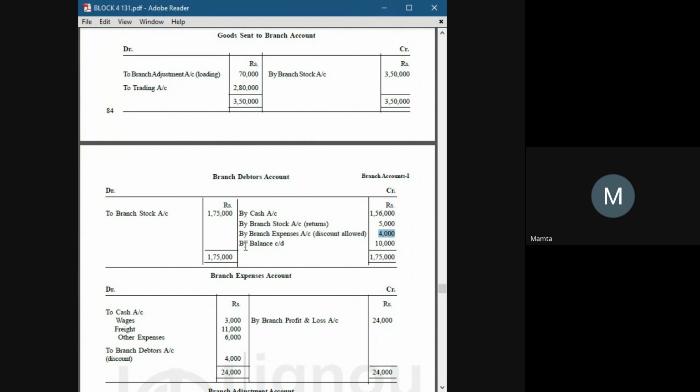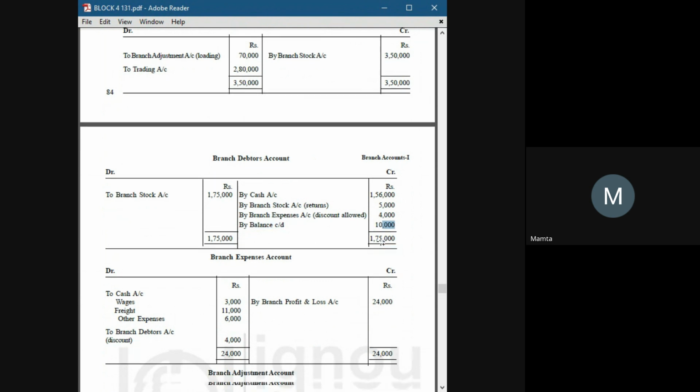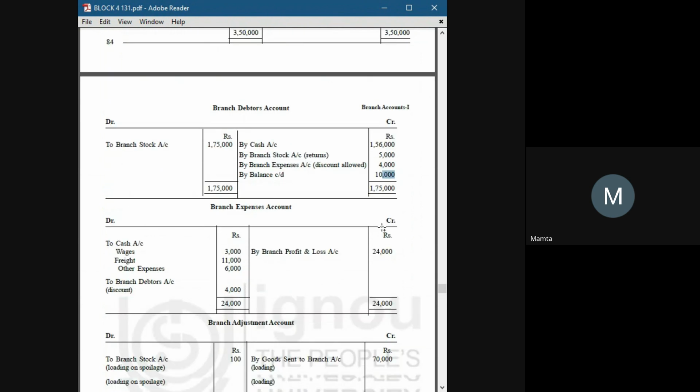And when you calculate both sides, it will show a debit balance, and the balance is 10,000. I'm waiting for your query.